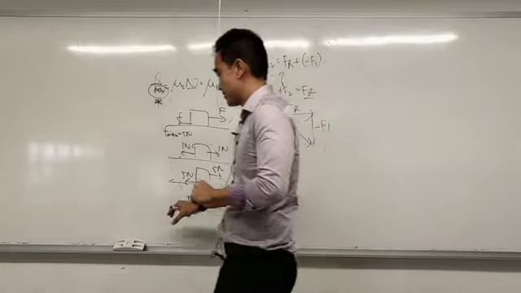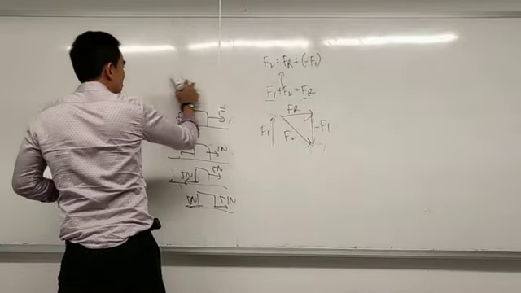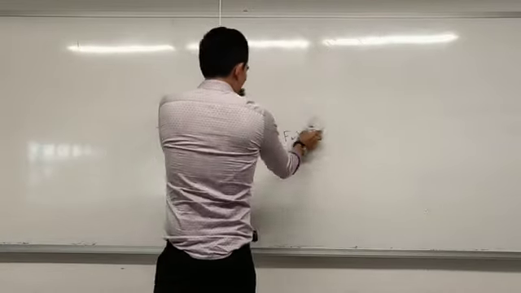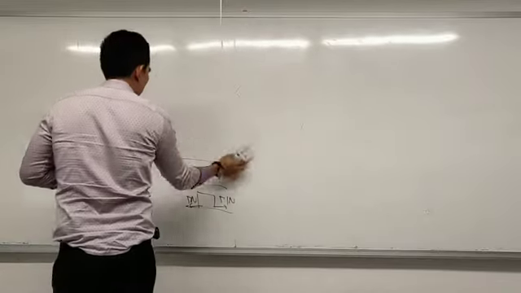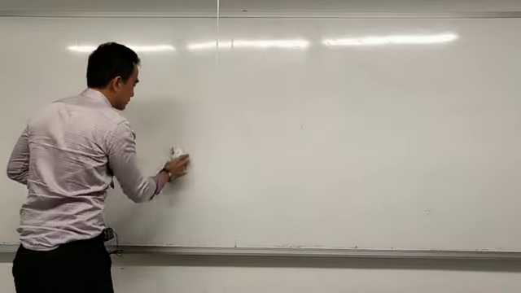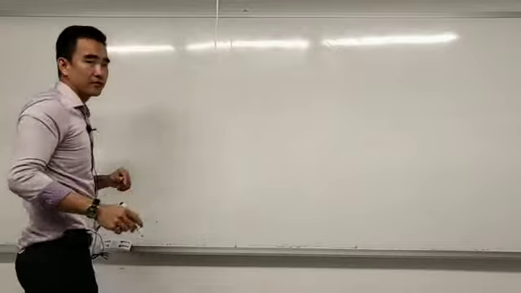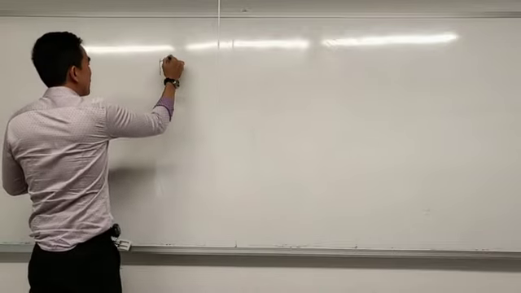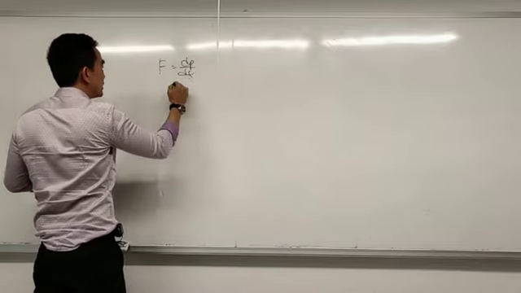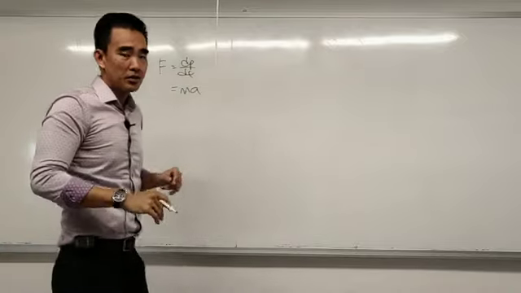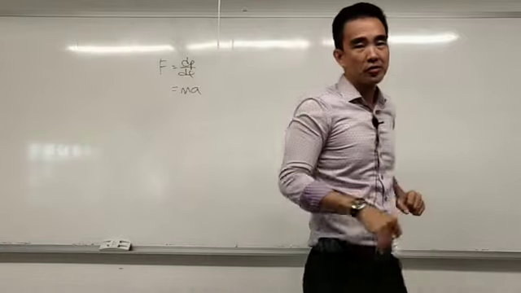Next one, the idea of Newton's second law. Now for Newton's second law, you have to be very aware that it is F equals dp/dt, and it is equal to ma if and only if the mass is constant. You have to know the condition.